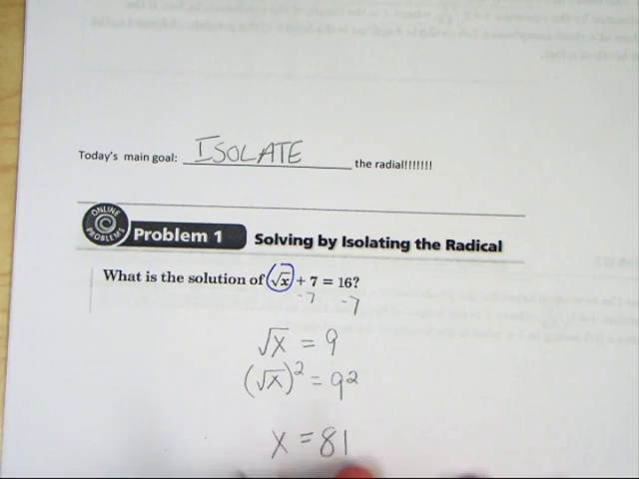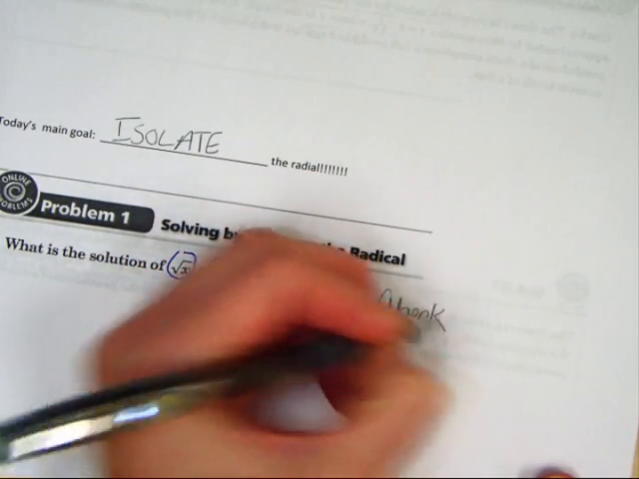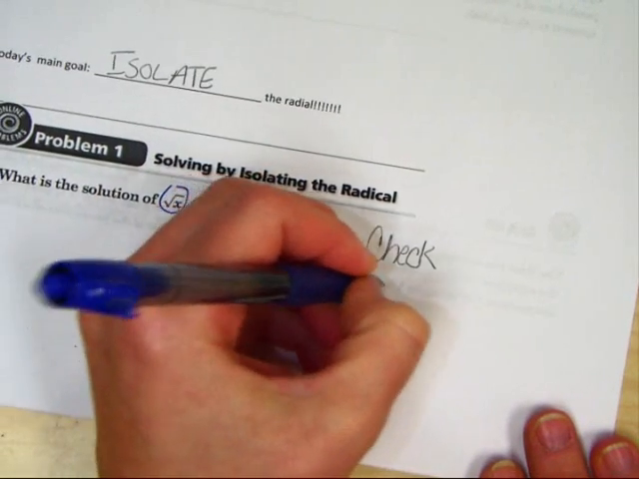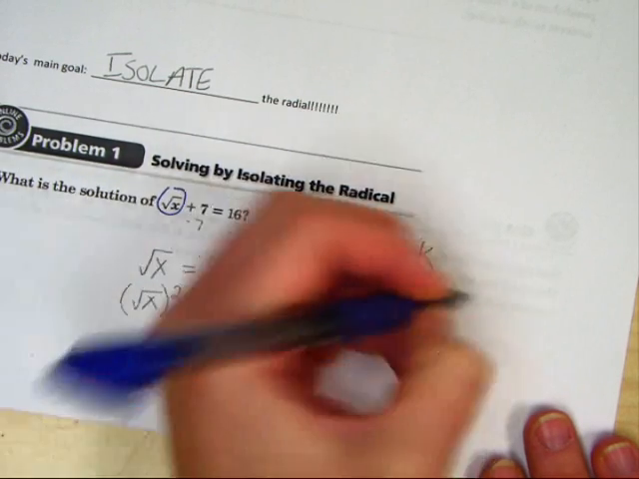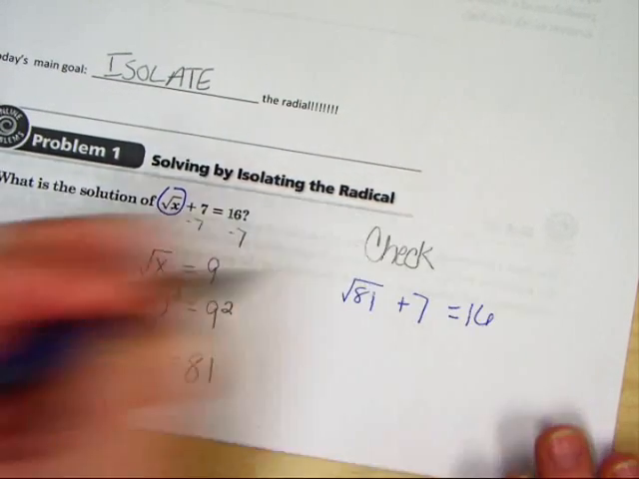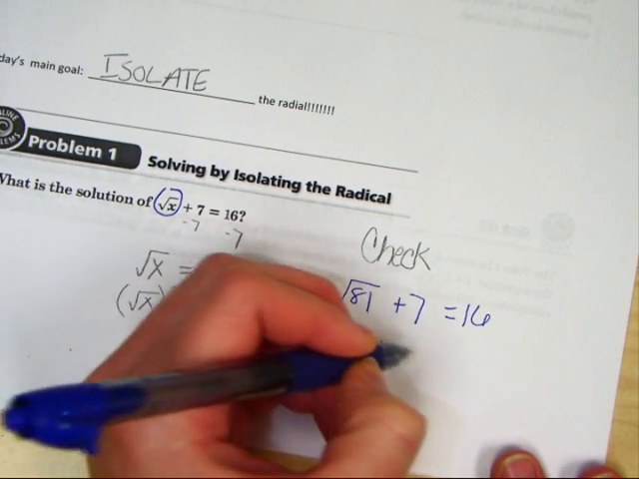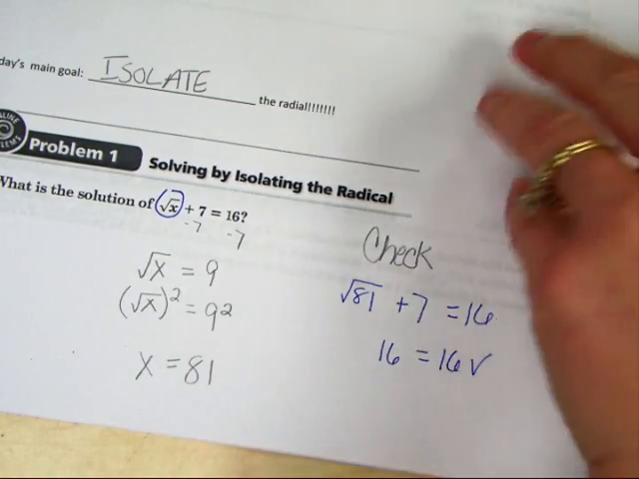Something you should do with these problems is take your answer and check it. So you see where x is, we're going to replace it with 81. So we'll do the square root of 81 plus 7, and we're going to see if that makes 16. Well, that is 9 plus 7 because of the square root of 81. 16 equals 16? Absolutely. Let's try another problem.